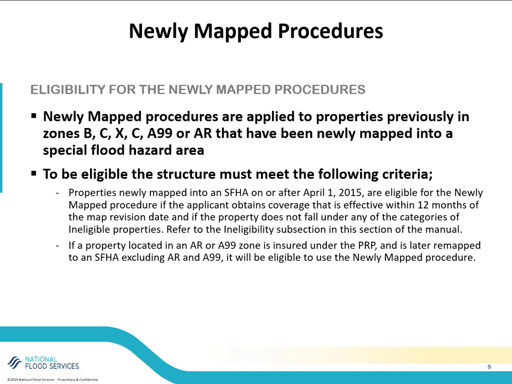Now that we have a better understanding of how the flood map is created and why maps continue to change, how do these changes affect the flood insurance policy? The National Flood Insurance Program created specific procedures to address areas that have been remapped and are moving from a lower risk non-special flood hazard area into the higher risk special flood hazard area.